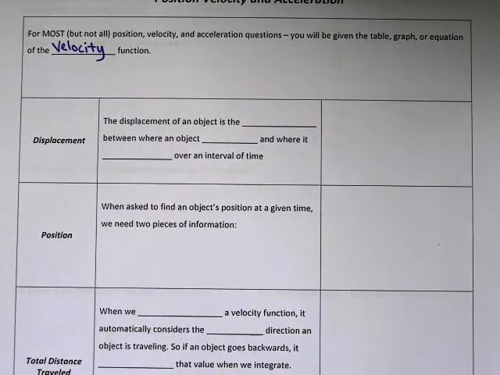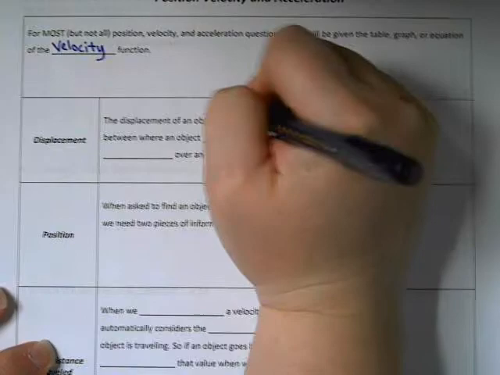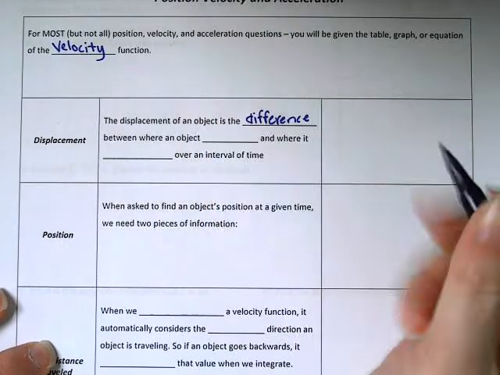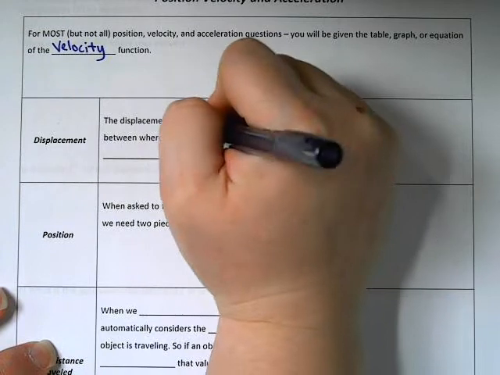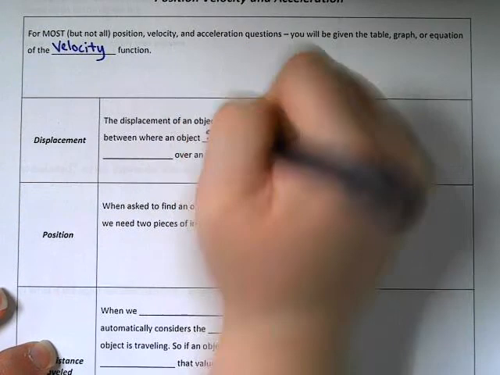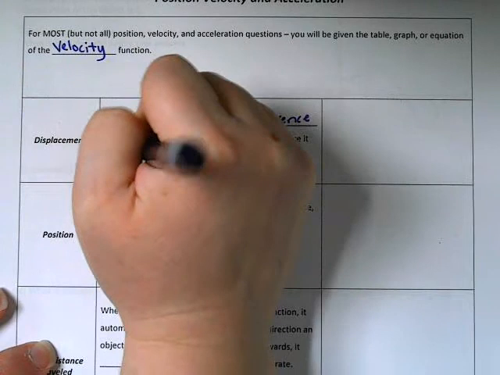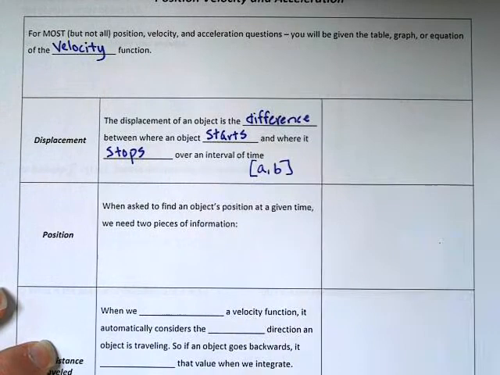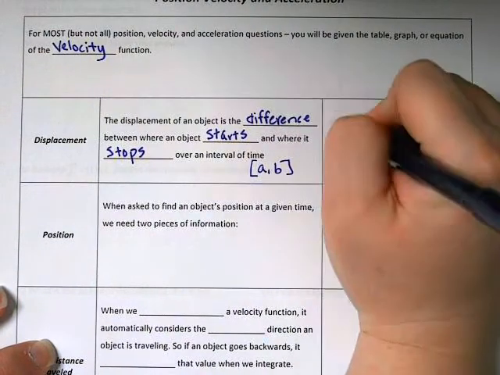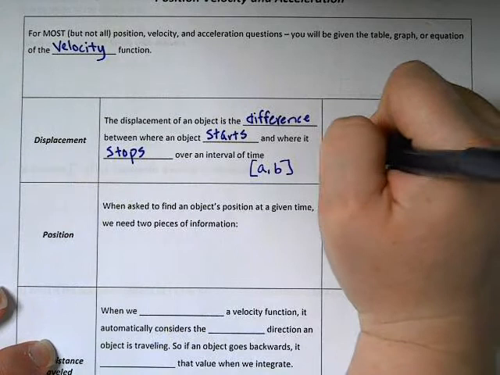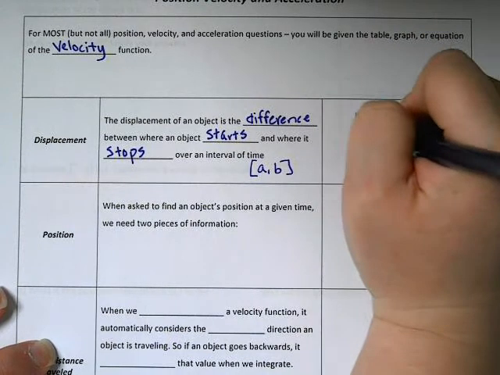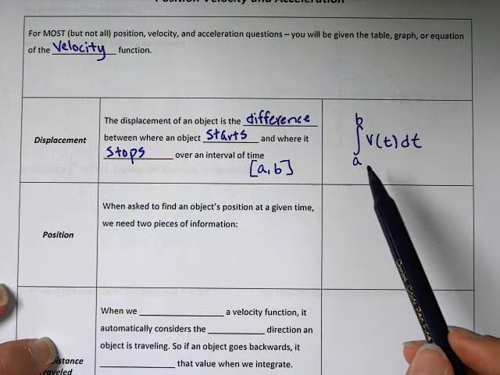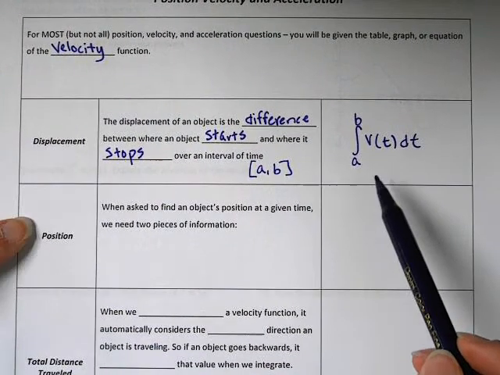So the displacement of an object is the difference between where an object starts and where it stops over an interval of time. So we're going to go ahead and call that interval just from A to B. So if I want to find the displacement, all I need to do is take the integral from A to B of v of t dt. Now it's important to notice that this integral gives us the displacement. It doesn't give us the position.